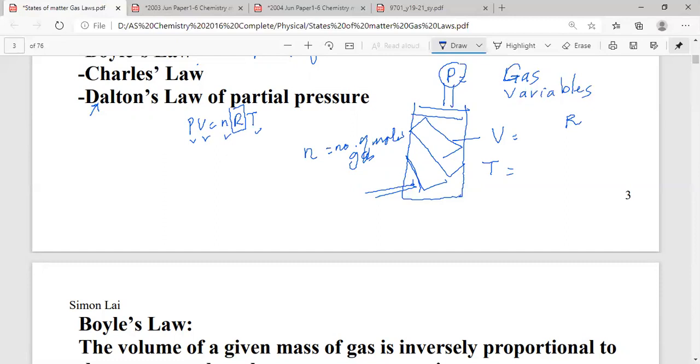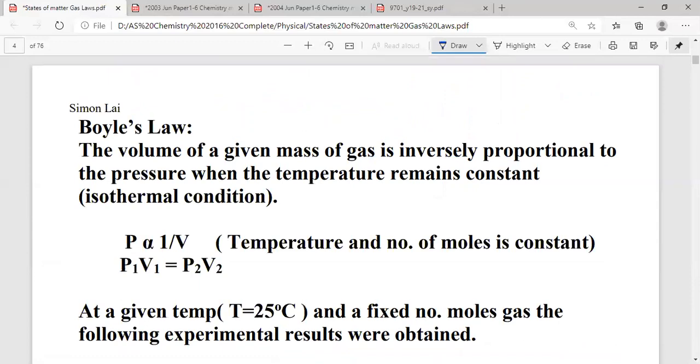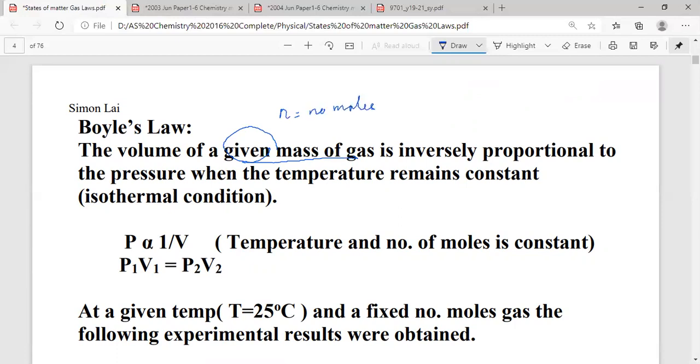Now, Boyle's law. To study Boyle's law, we keep 2 things constant. What is it? A given mass. Given means given, it cannot change. Or the number of moles is given, don't change, constant. And temperature is constant, or given. So the word given means that you don't change. So you don't change 2 things, n and T. For Boyle's law, these 2 are held constant throughout the experiment.